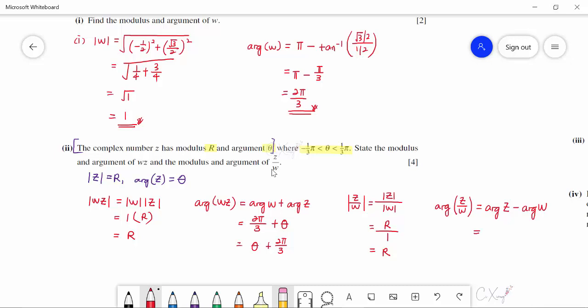Okay, so again, the argument Z will be theta, and the argument W will be 2 pi over 3, like what we counted just now. Okay, so here we have shown the 4 different answers for the modulus and argument of WZ and also Z divided by W. So this is how we solve part number 2.